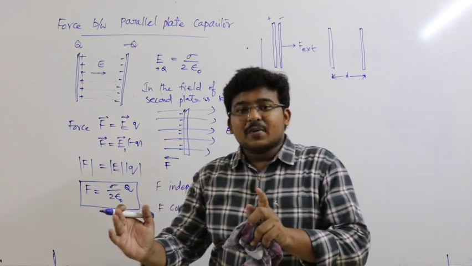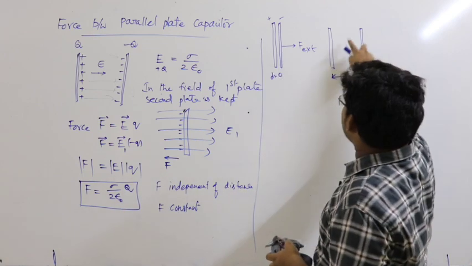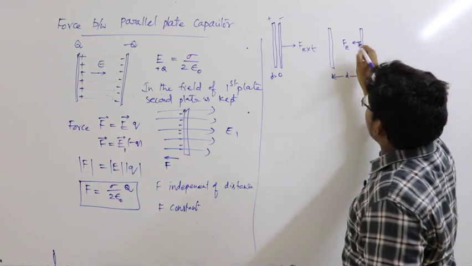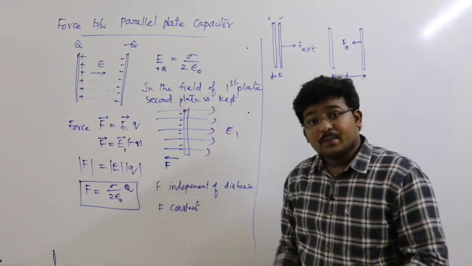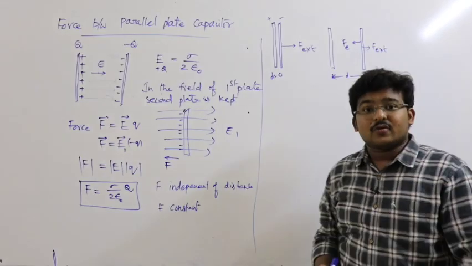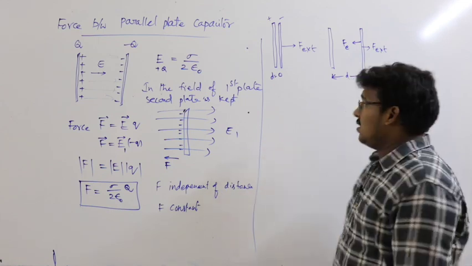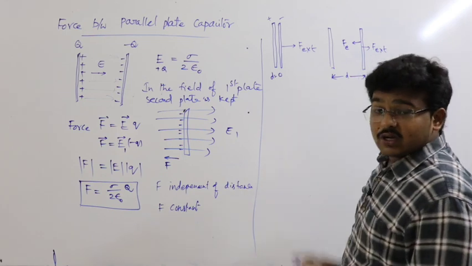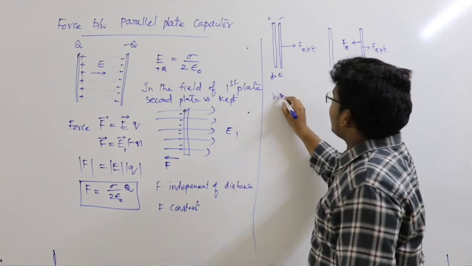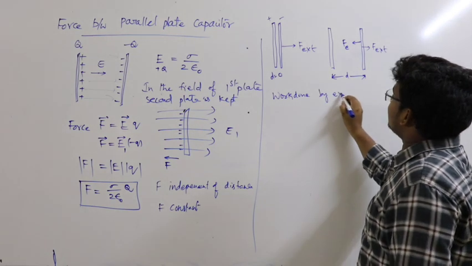To form a parallel plate capacitor, we did some work because some external force is applied. On this plate, an electric attraction force is already there, but we need to apply some external force so that it can be kept at a distance of d. For doing this, we did some work. So what is the work done? Work done by the external force.